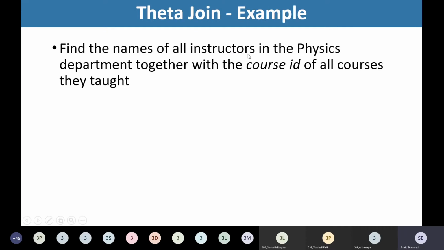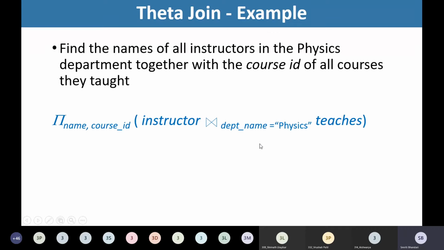So for example, if we want to find out the names of all instructors in the physics department together with the course ID of all courses they taught. Find the names of all instructors in the physics department together with the course ID of all courses they taught. So we have written this query earlier, okay? But now we are making use of theta join. So in theta join, what happens is we are making use of the relations instructor and teaches, right? We are making use of this natural join also.